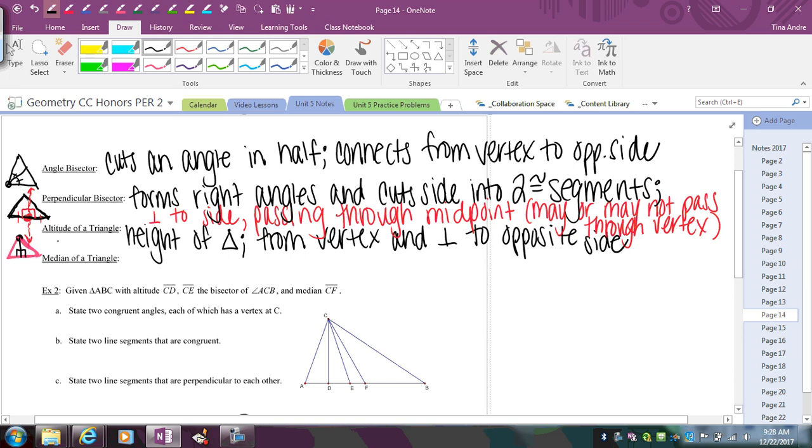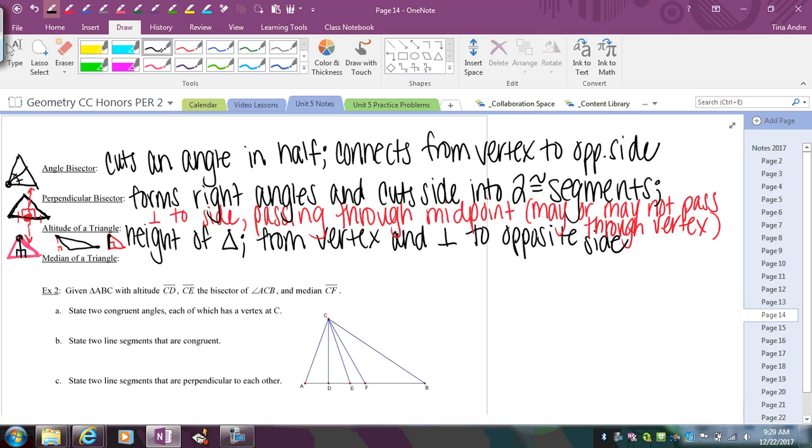And remember, for an altitude, sometimes you're going to have a situation where the altitude might be on the outside. So like in an obtuse triangle, the altitude's on the outside of the triangle. So just keep in mind, if it's a right triangle, then the altitude is actually one of the sides. So it has to always go from the vertex and be perpendicular to the other side, no matter if it's located inside or outside the triangle.